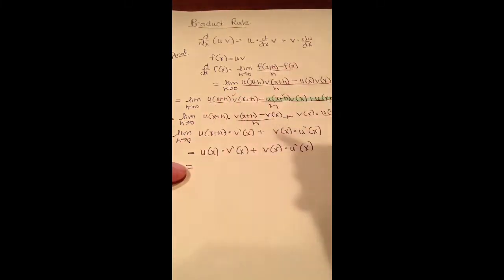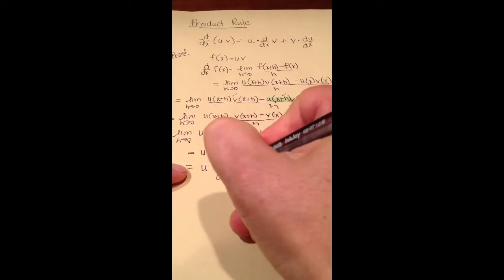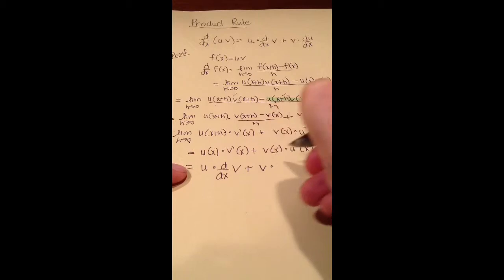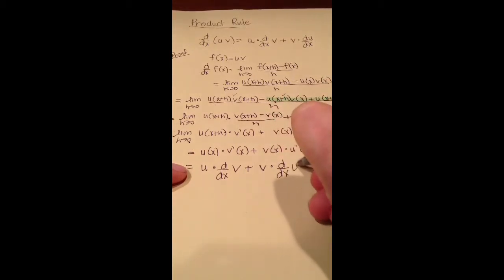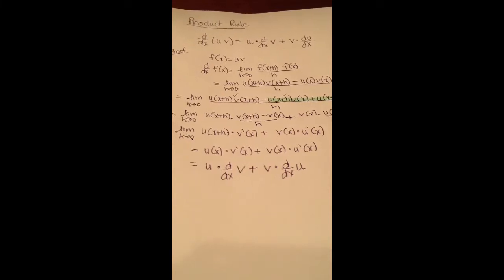So this is what I just showed with our product rule. If I take the first function u and multiply by the derivative of v, and then add the second function v times the derivative of u, that will give me the derivative of the product of two functions. Okay, so let's apply this to an example now.